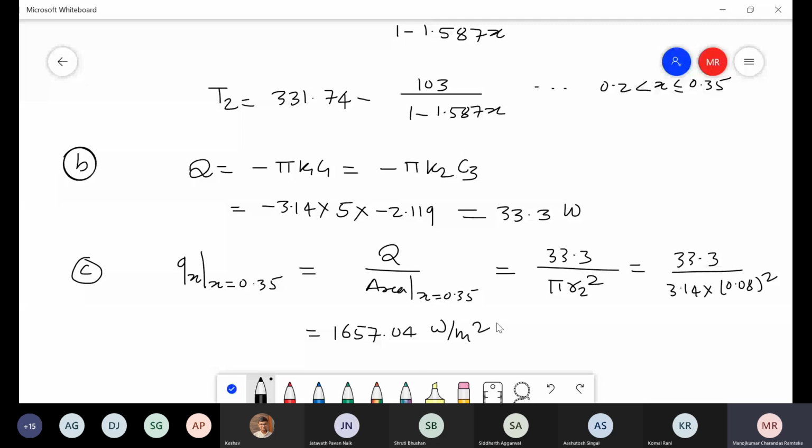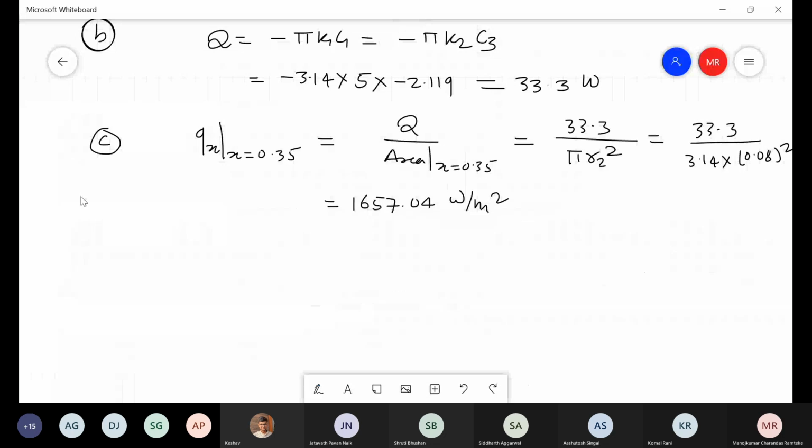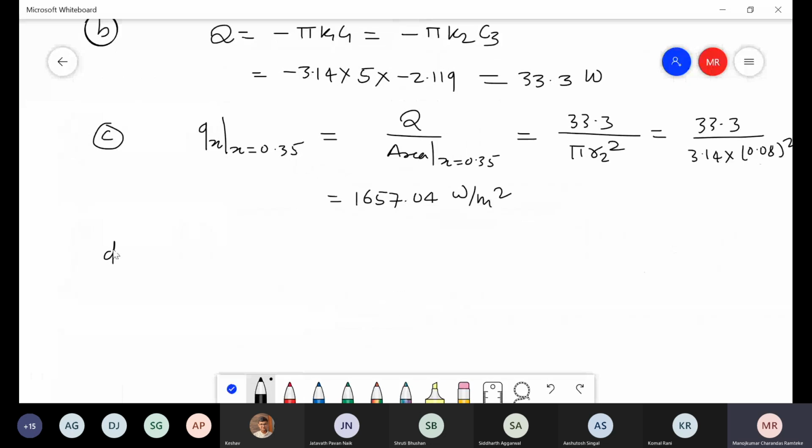So part D, let's move to part D. Now in part D, what is the question? In part D, we have to find out the temperature at the surface of contact, isn't it? If I go back to the statement, the temperature and heat flux at the surface of the contact of the layers. So where layer 1 and layer 2 are in contact, we have to find out the temperature as well as flux.